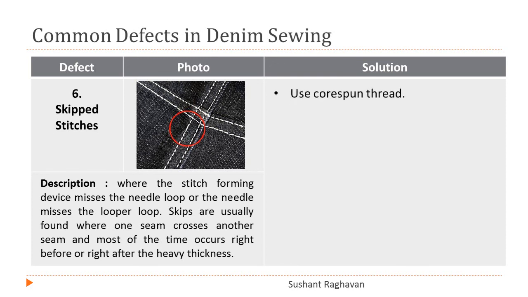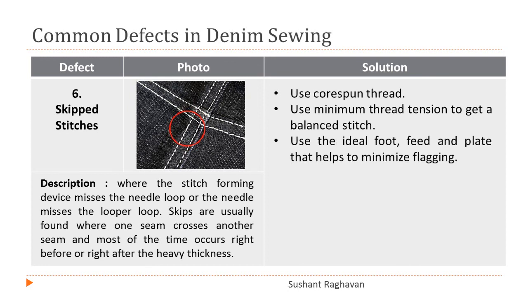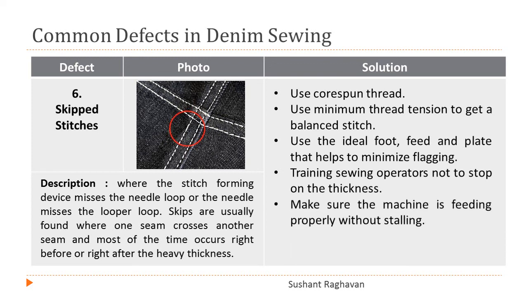Use coarse spun thread. Use minimum thread tension to get a balanced stitch. Use the idle foot feed and plate that helps to minimize flagging. Train sewing operators not to stop on the thickness. Make sure the machine is feeding properly without stalling. Make sure the machine is not back feeding.